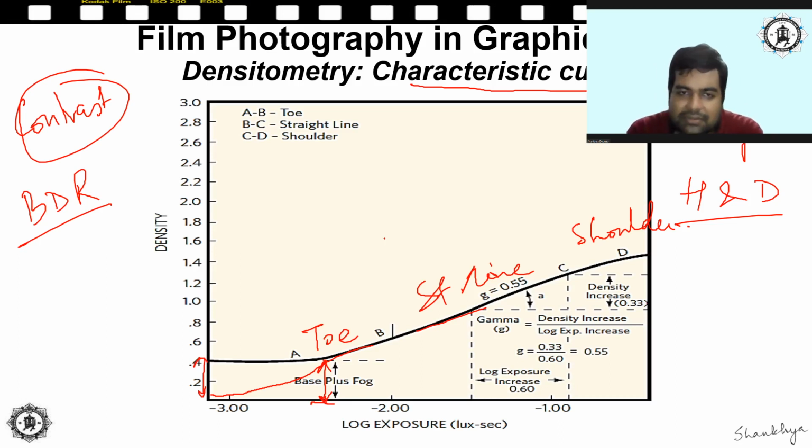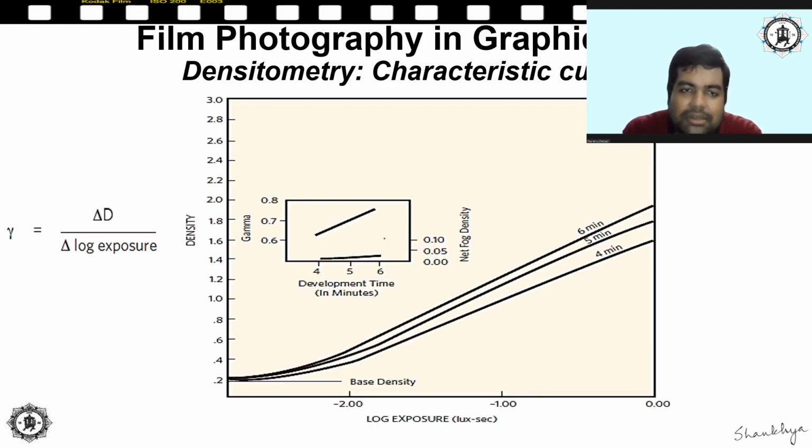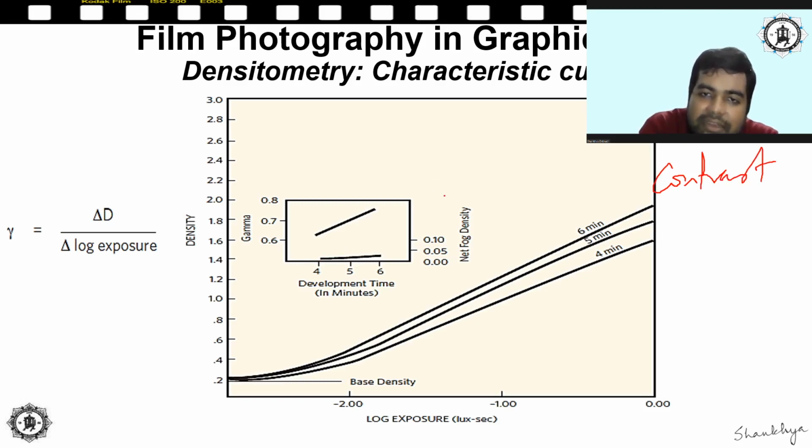Now this image has all these things written, so let us take a look at this. Here, the fogging level in these three curves has been given. Now you see how to calculate the contrast of the film from the straight line section. Contrast can be given as the slope of the straight line section of the characteristic curve, right?